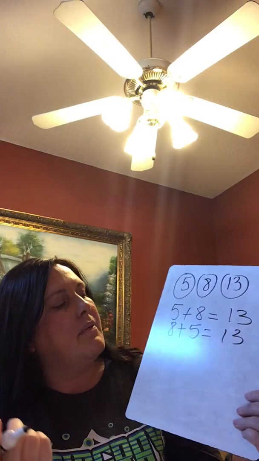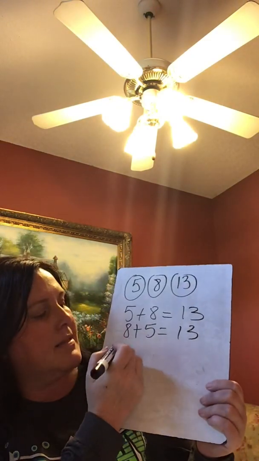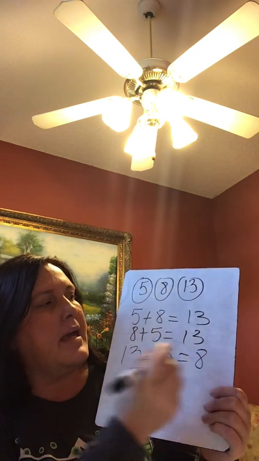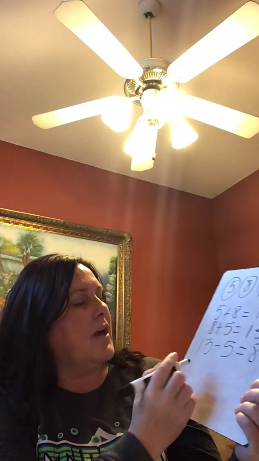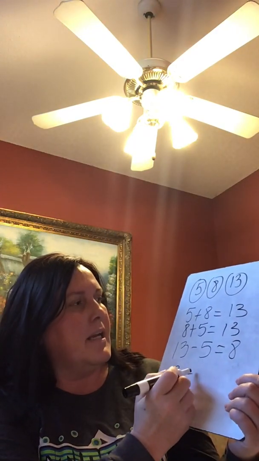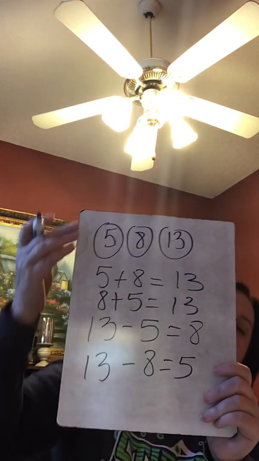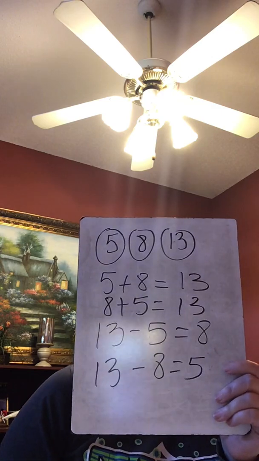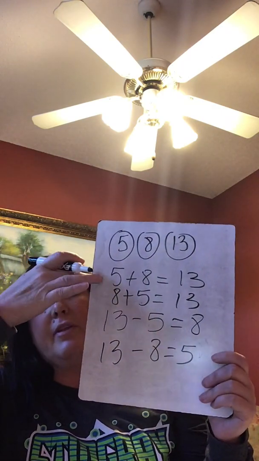Okay? And then I would get to Zoe and I would say, Zoe, what's your first subtraction math sentence? And she would say 13 minus 5 equals 8. And then I would ask Brianna and she would say 13 minus 8 equals 5. And now we have covered all of our math sentences. This is just a simple pattern where you flip add-ins.